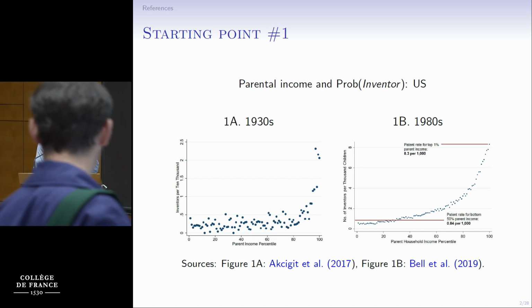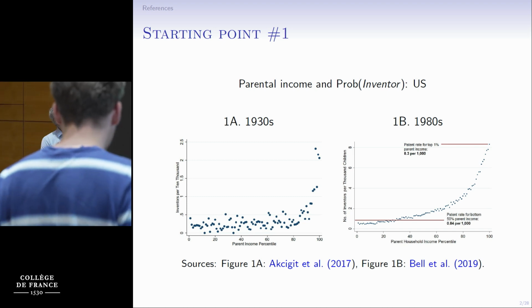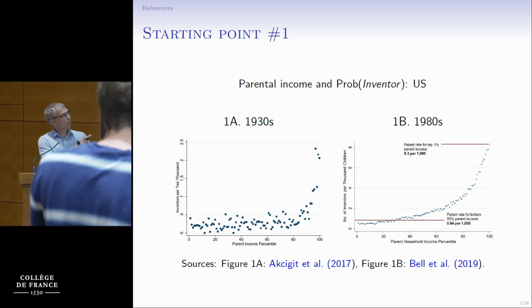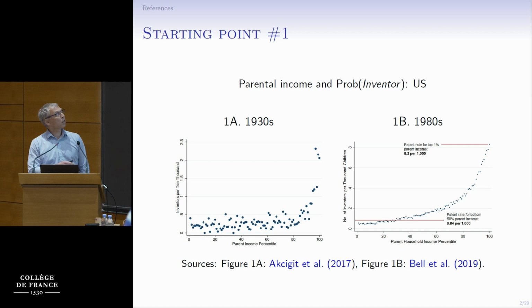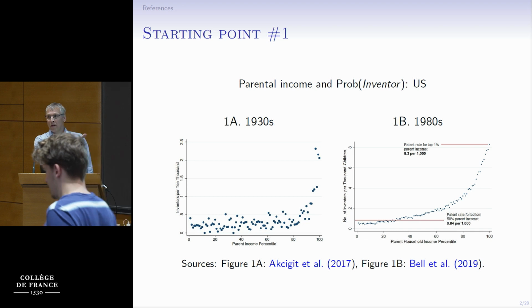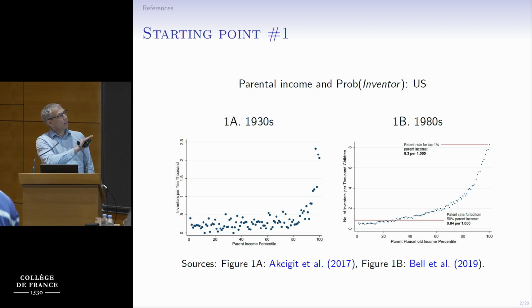And let me start with some motivation. We already saw graphs of this sort, by Ufuk on the left-hand side and by John and others on the right-hand side, looking at the US in the 30s and 80s, where we have some measure of parental income percentiles on the x-axis, and the probability of the offspring becoming an inventor on the y-axis. What comes through very clearly is that if you want to become an inventor, make sure you're born to high-income parents. It's not enough to be at the 90th percentile, you want to be at the 98th or 99th or so. It makes a huge difference.